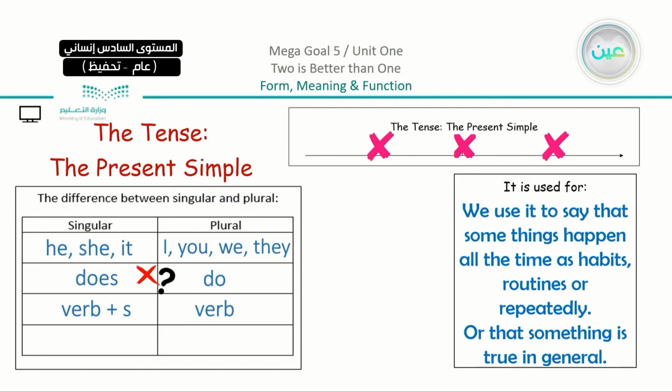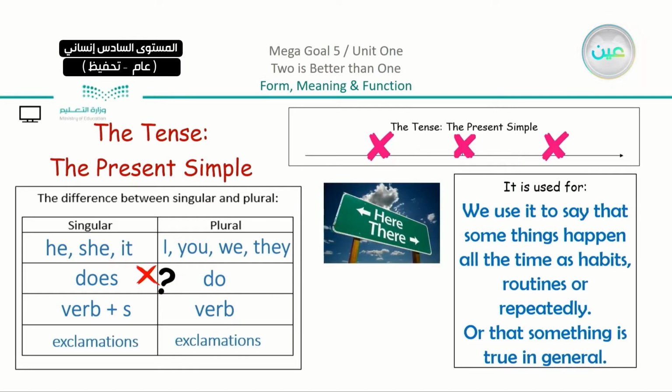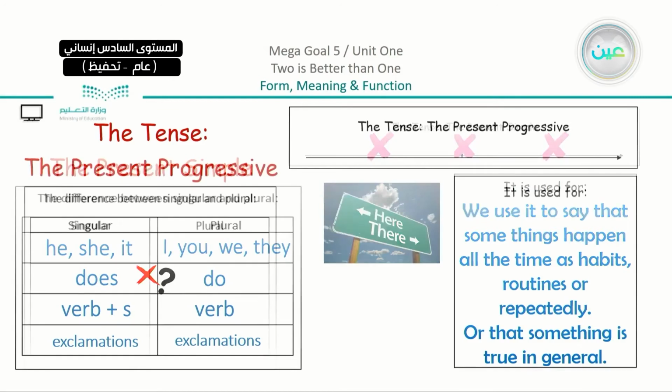Now, just to cover what we mentioned before, there is this small part that I mentioned about exclamations, by which we mean that we have here, here, or there, that can be used with the present simple. Now, this is the first part that we discussed.